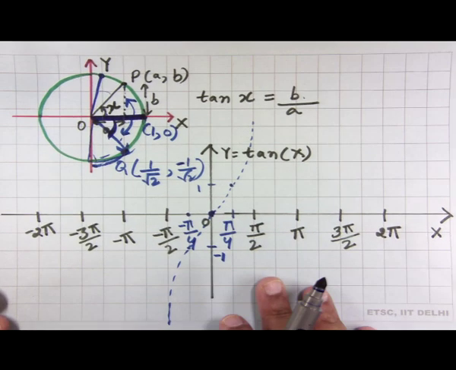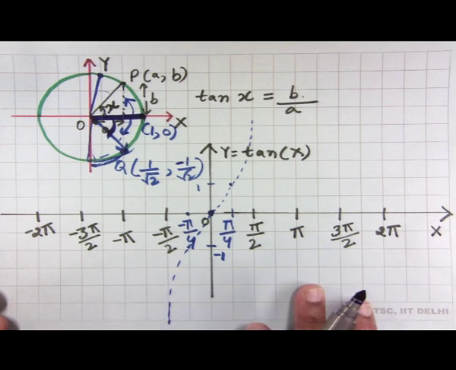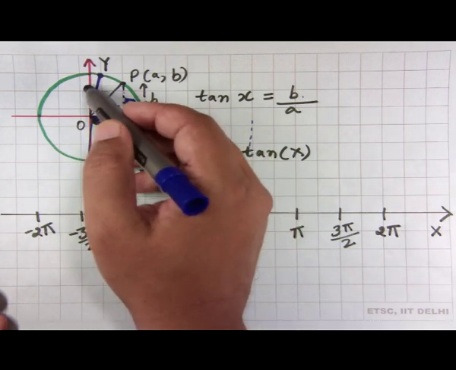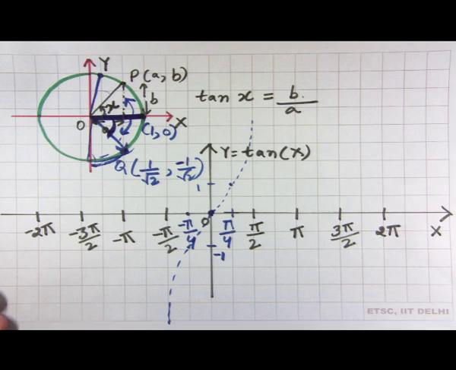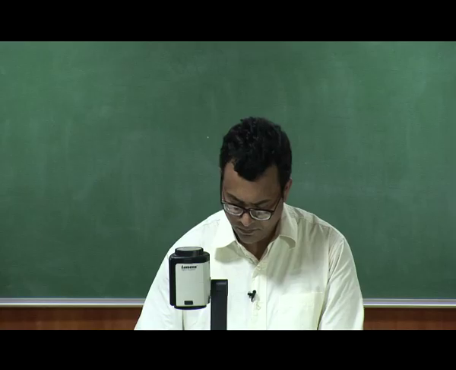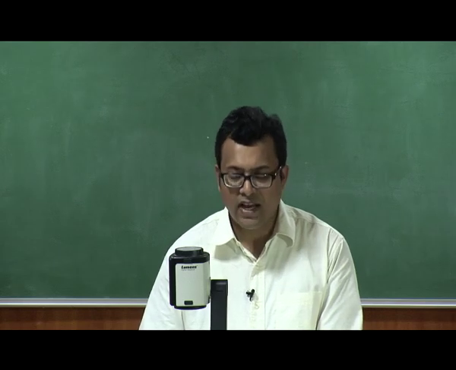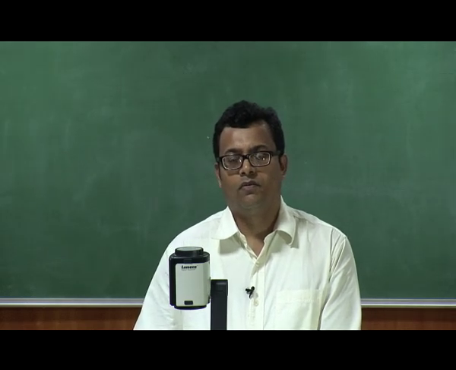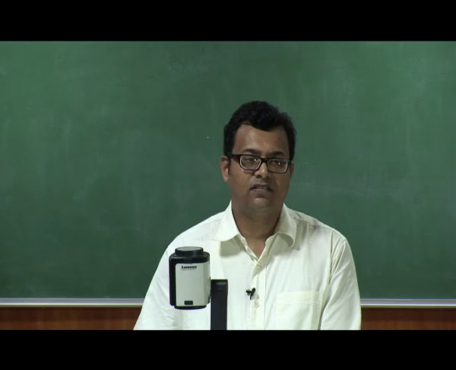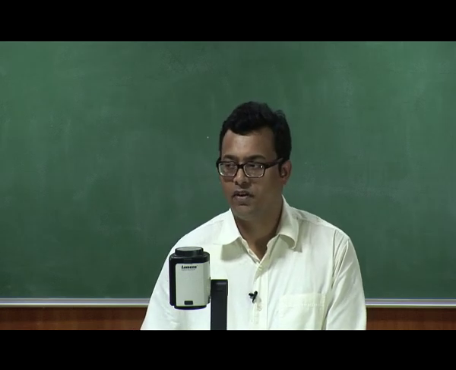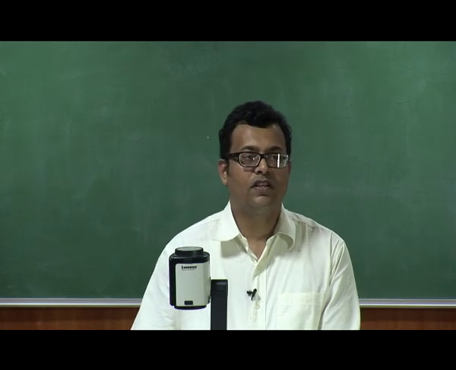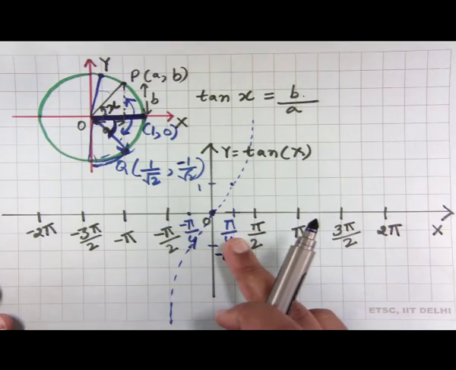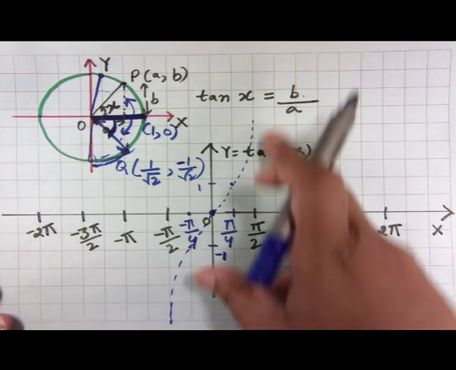And in a similar manner, this whole graph can be filled up by continuing to rotate further beyond pi by 2. This graph can be completed. Compared to sin x and cos x, which were bounded functions, what I mean by bounded is that for any x, the value of sin x was always between minus 1 and plus 1, and the value of cos x was also between minus 1 and plus 1. But that is not so with tangent of x. The value can really go unbounded.